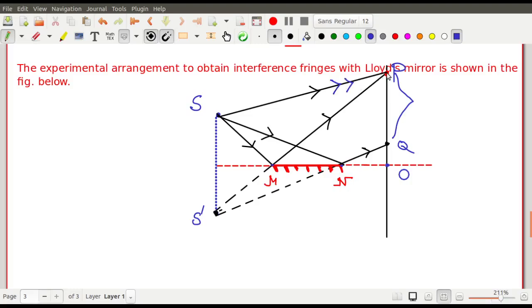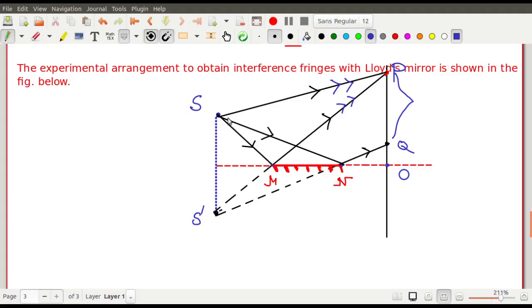One of the rays is coming to P directly, and another ray is coming to P after reflection from the mirror. Is it clear? Don't draw these blue arrows, this is just for explanation. One of the rays is coming to P from S directly. Another ray is coming to P after reflection.